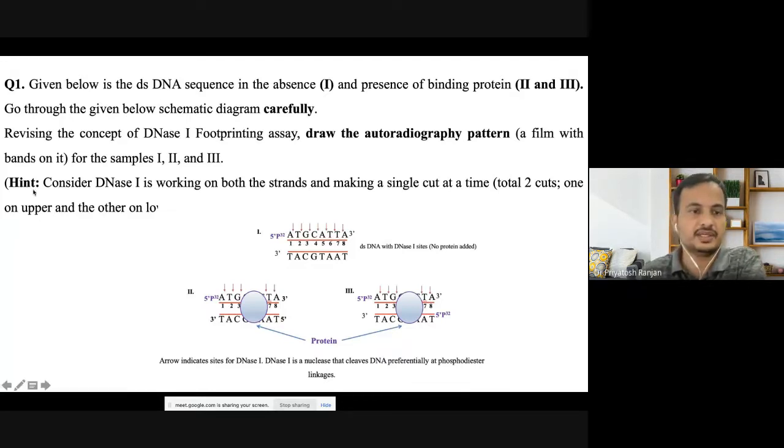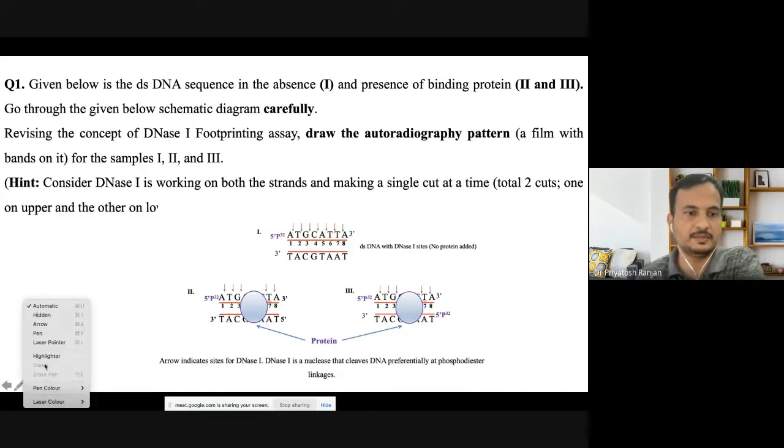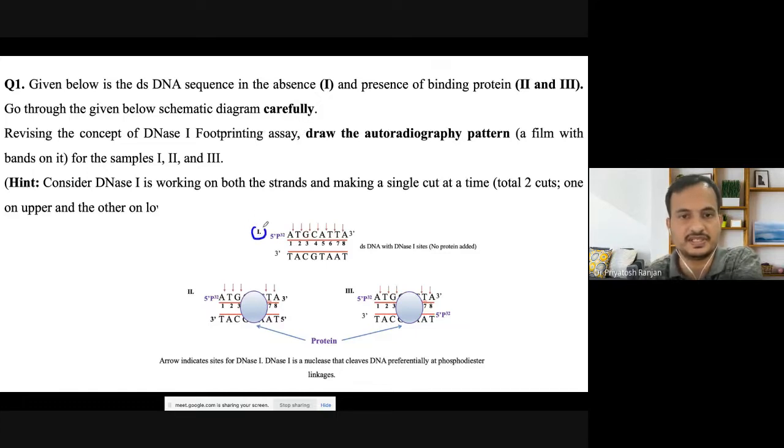Now read the question very carefully. It says, given below is the double-strand DNA sequence, in the absence, which means this figure first, and presence of binding protein, which are second and third. So in this schematic diagram, you can see double-stranded DNA of around 8 nucleotides in length, both in the absence and presence of protein. Now, revising the concept of DNase I footprinting assay, so it's a kind of a hint. Draw the autoradiography pattern, which we all know is a film with bands on it, for these samples, that means sample 1, 2, and 3.